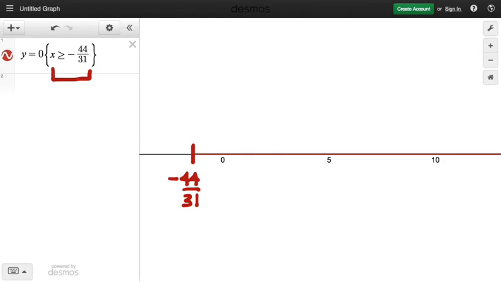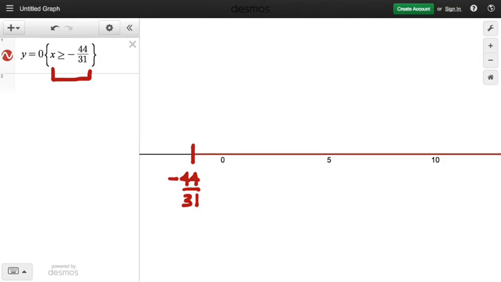Right? So if I'm going to draw a picture that corresponds to this solution, how would I shade in this number line? First of all, this image is already kind of doing it for us. It's shaded everything on this side. How do we know, by the way, that we would shade everything to the right instead of the left of negative 44 over 31? Because it's greater than or equal to, right. And greater than means to the right on the number line. So we know we're going to shade everything to the right.